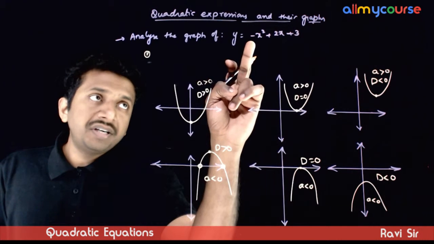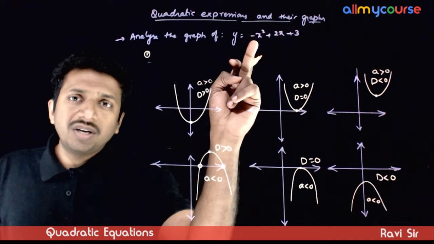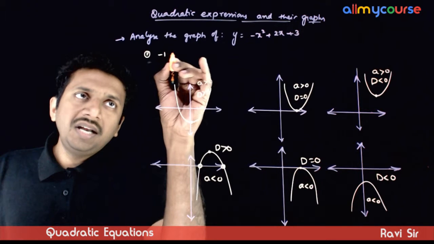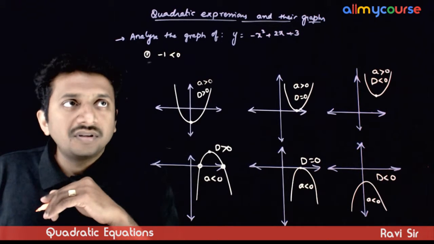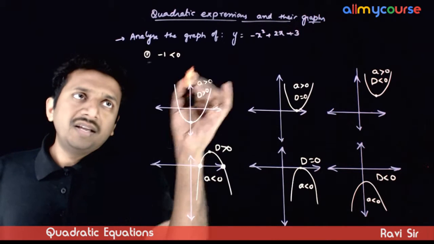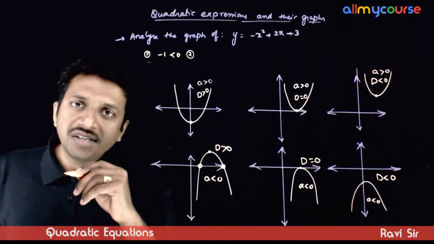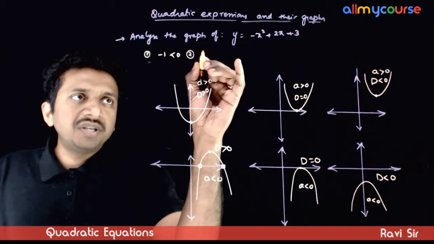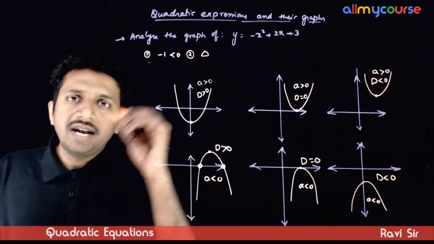So the leading coefficient, that is the coefficient of x squared, is minus 1. So the leading coefficient is negative. That means we are looking at these three graphs. Next, once the leading coefficient is negative, the next thing to observe is the value of delta.